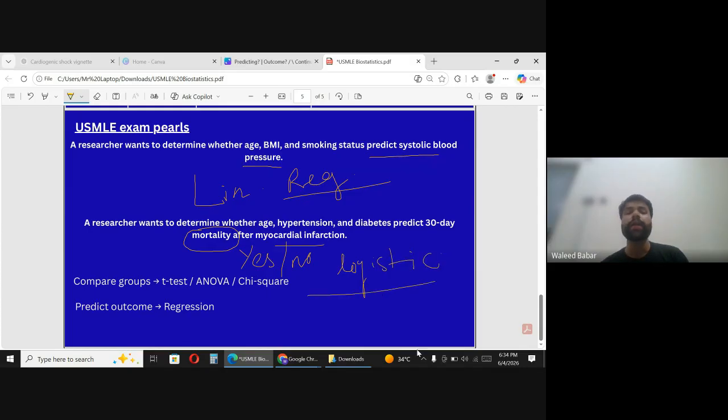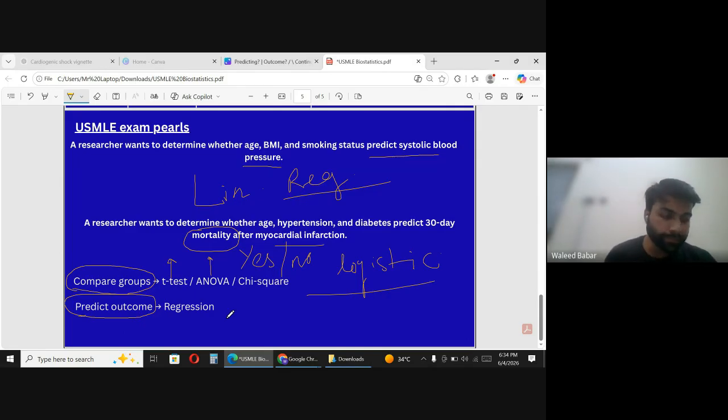In the end, to summarize, if we are going to compare groups, we can apply t-test, ANOVA, and chi-square. If you have a continuous outcome and two groups to compare, you apply t-test. If you have more than two groups, you apply ANOVA. And the chi-square test is used to compare categorical variables between different numbers of groups, two or more than two. And if you want to predict an outcome, you apply regression: linear if it's a continuous outcome, and logistic regression if it's a categorical outcome.